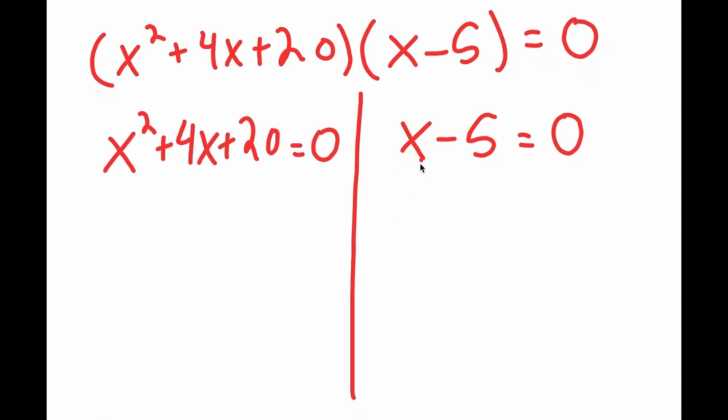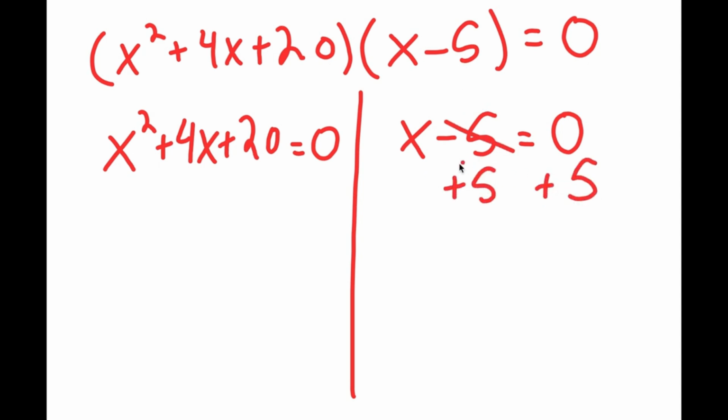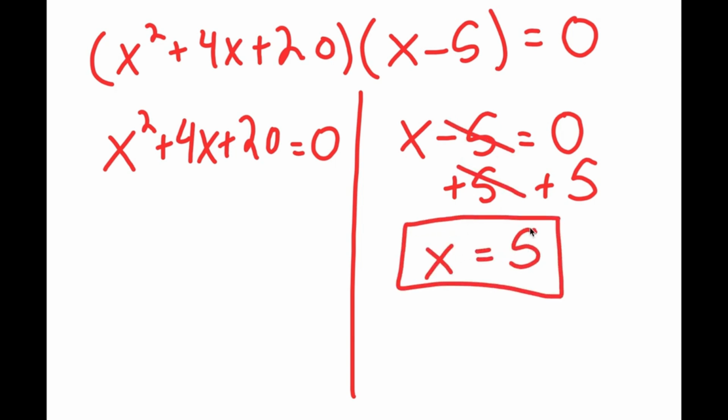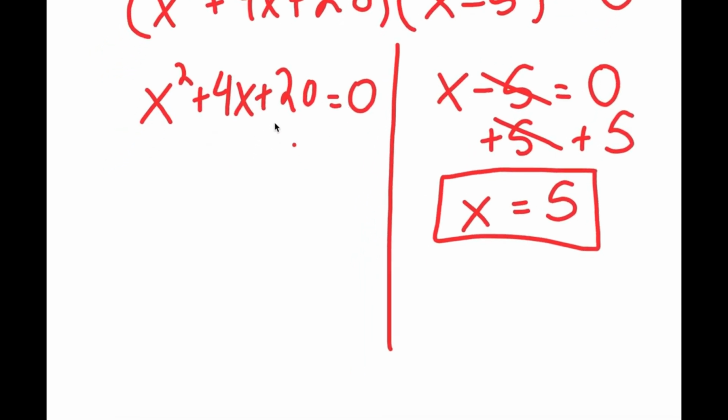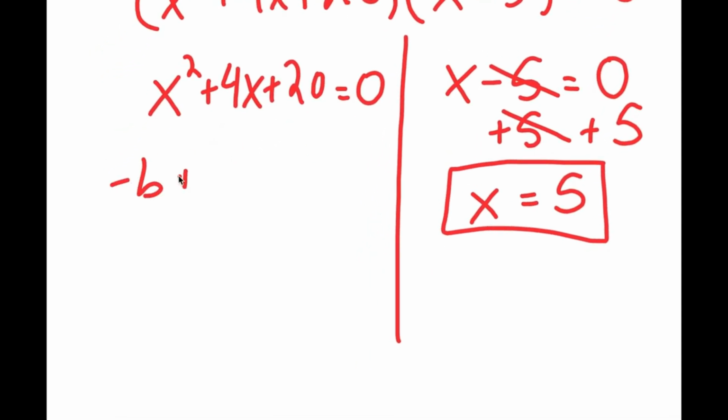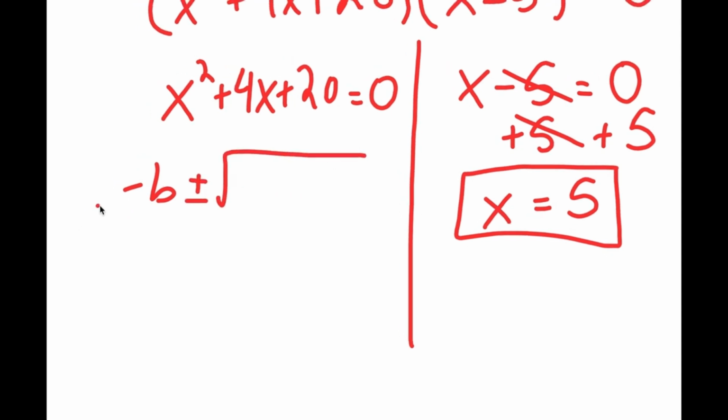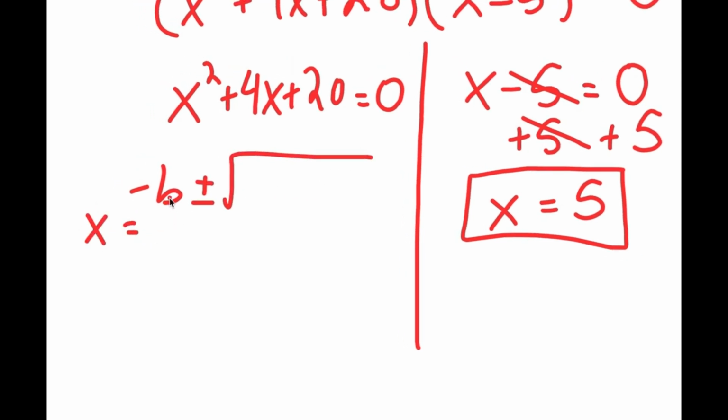So I'm going to first start by solving x minus 5 equals 0. So to solve this, all I have to do is add 5 on both sides, and I get x is equal to 5. Now for x squared plus 4x plus 20 equals 0, I can use the quadratic formula. So the quadratic formula is negative b plus or minus the square root of b squared minus 4ac all over 2a.